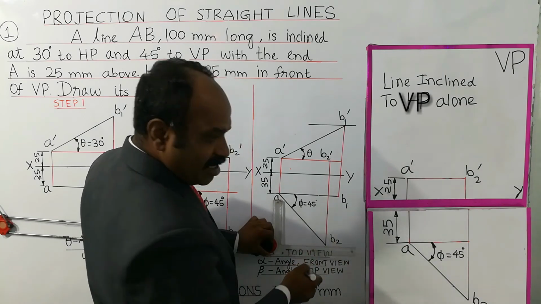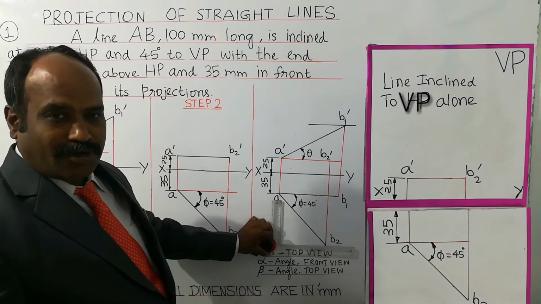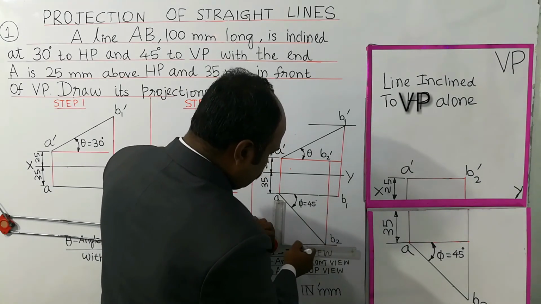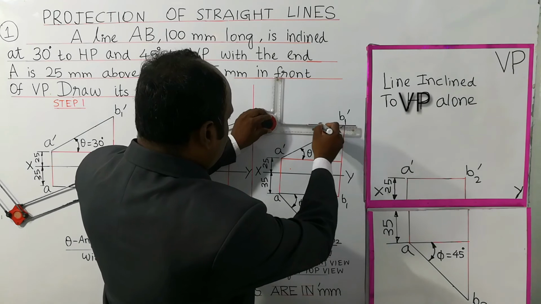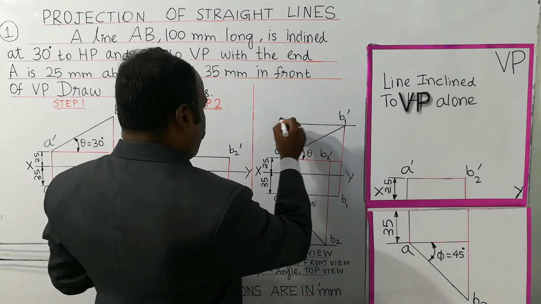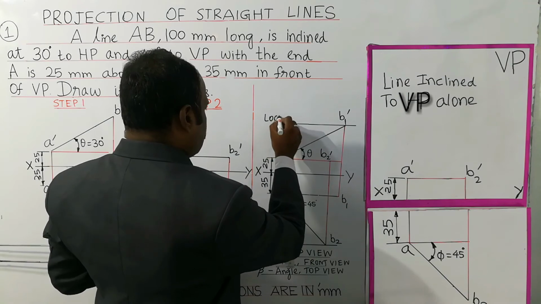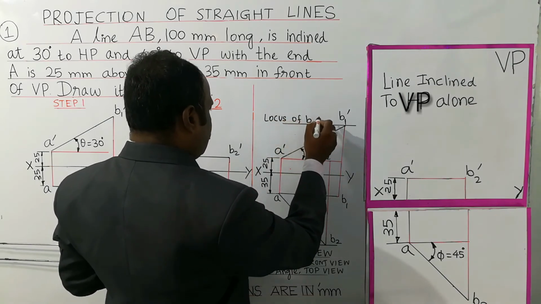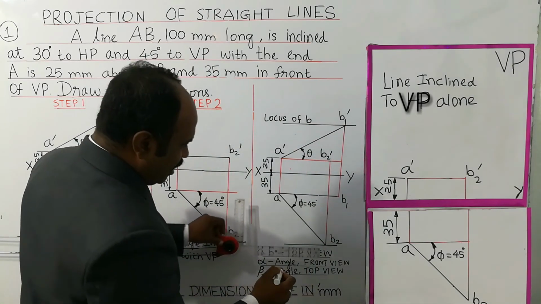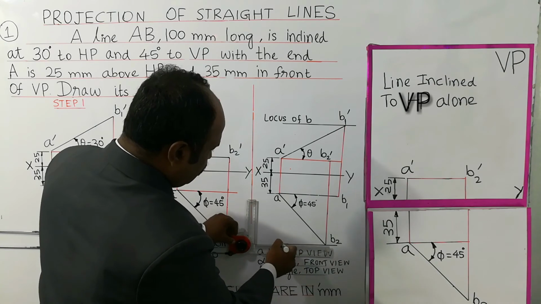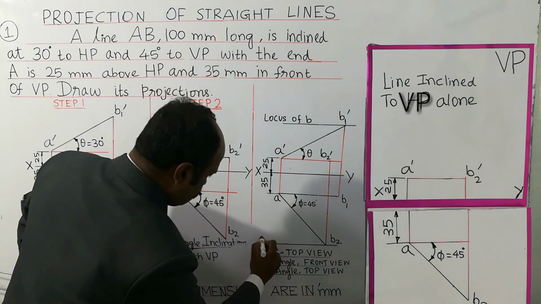Locus is a line having two or more points passing through the same line. So this will be the locus line for B, called locus of B.